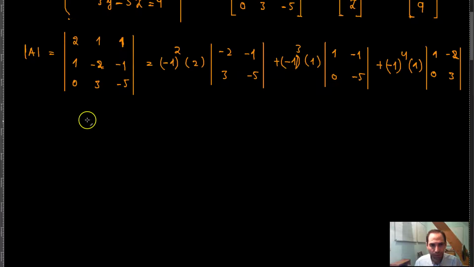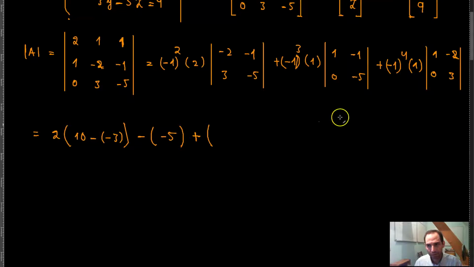And then -1 raised to the second power is equal to 1. So you have 2 times -2 times -5 is 10, minus -3. And here you have -1 to the third power is -1, so minus -5 times, basically, minus 0. And here you have -1 to the fourth power is 1, so plus 3 minus 0, so that's just a 3. Now 10 plus 3 is equal to 13, 2 times 13 is equal to 26, plus 5, plus 3, and that's 26 plus 8, which is 34.